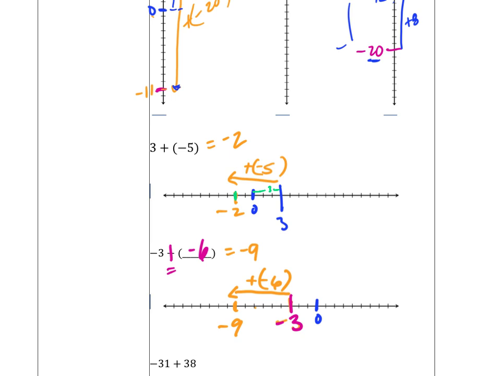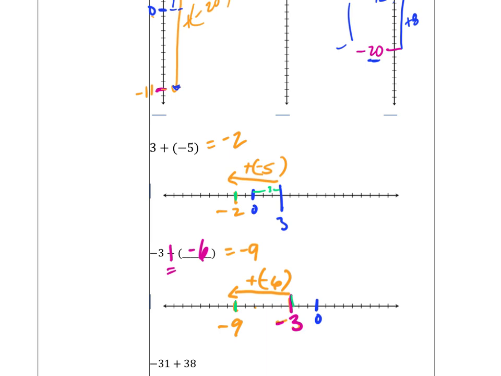And if you start at negative 3 and you add a negative, when you add a negative, you go to the left. 0's on the right, so you're just getting more negative. So you're going to negative 9. So negative 3 plus negative 6 equals negative 9.